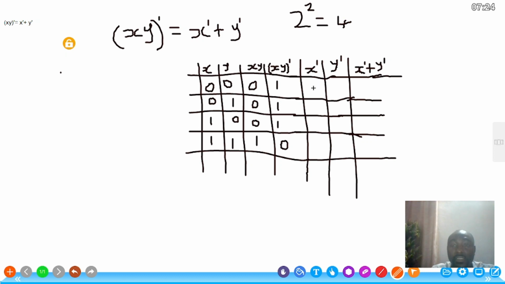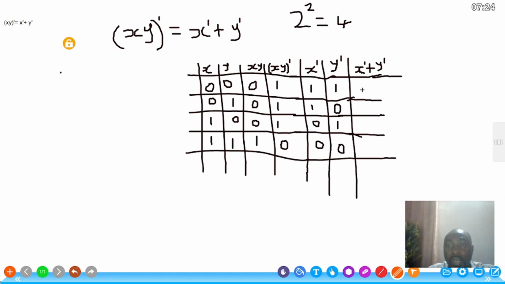So let's take the inversion for x. If you do that, you are going to have 1, 1, and then 0 in this column, right? So for y prime now, let's look at the column for y. So this is 1. If you invert the bits, 0 changes to 1, and 1 changes to 0, right?